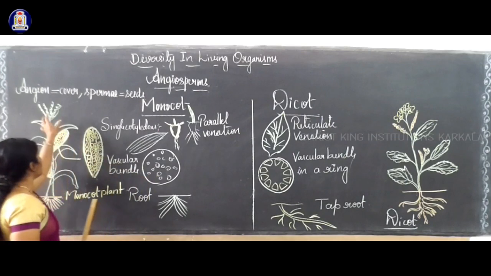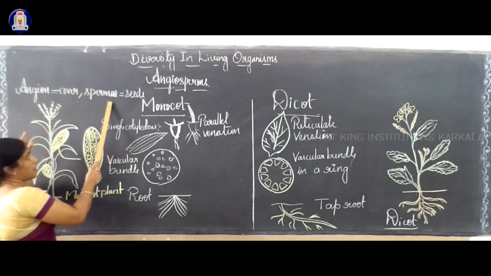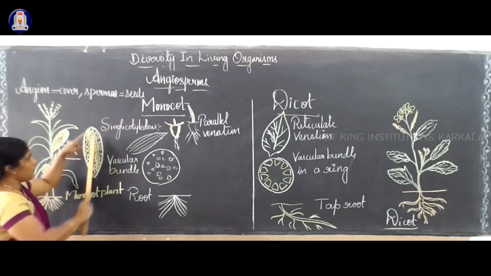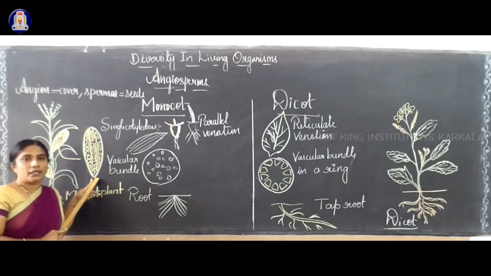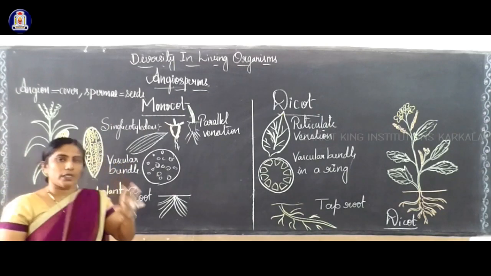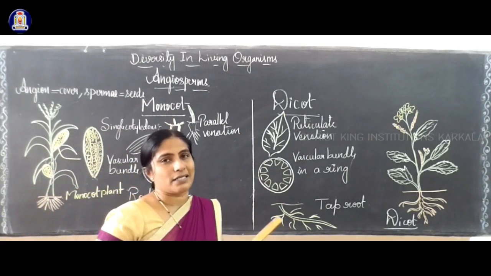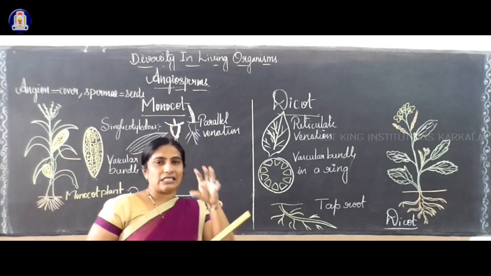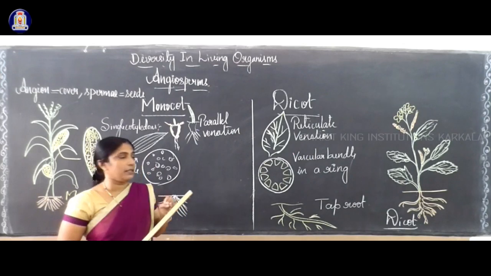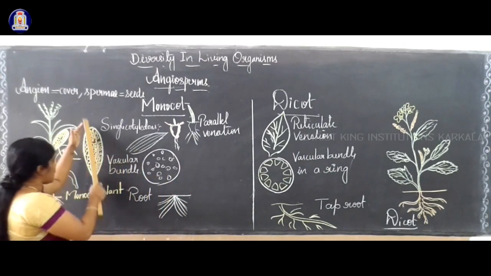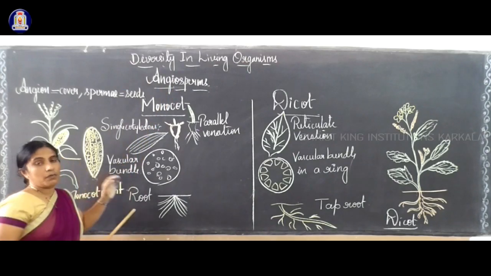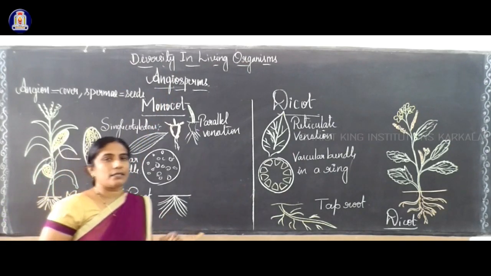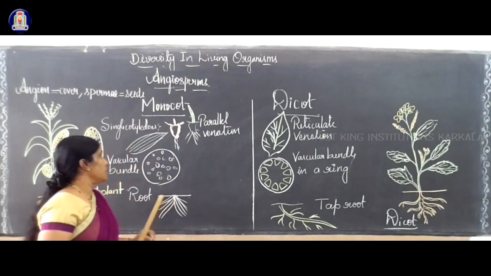As I said, in Greek, angion means cover and sperm means seed. It is the seed which is covered with a capsule or covering. For example, imagine a coconut seed covered with the husk. Inside the seed, there is an edible white part. That covering is why it comes under angiosperms, and all flowering plants come under angiosperms.